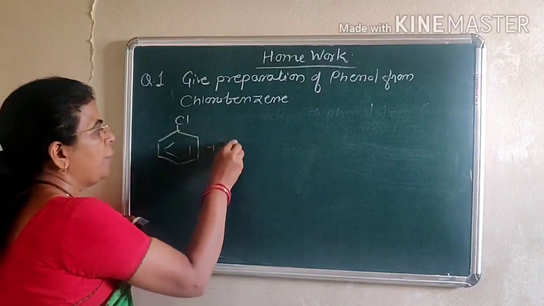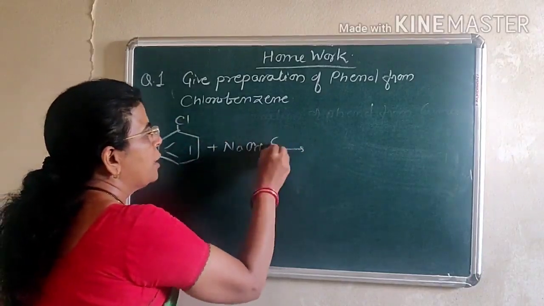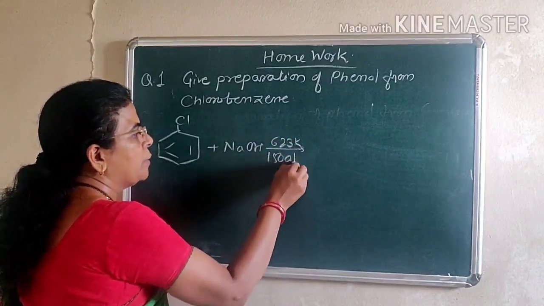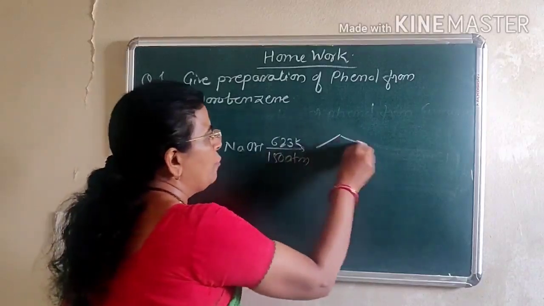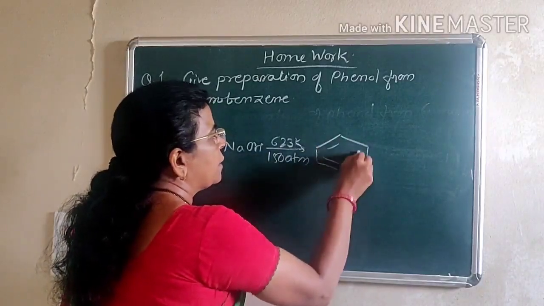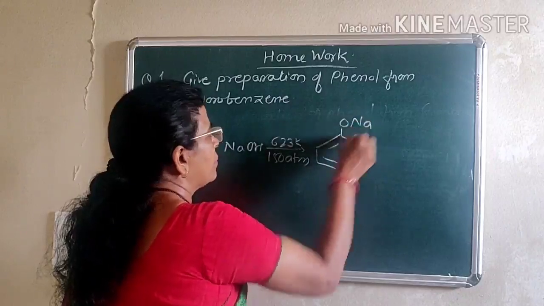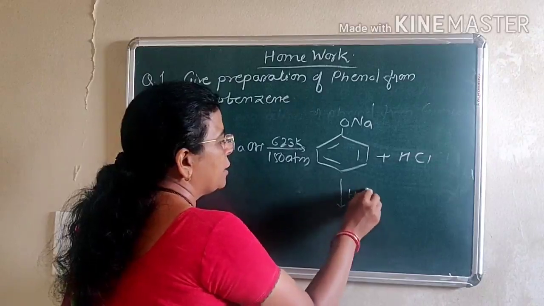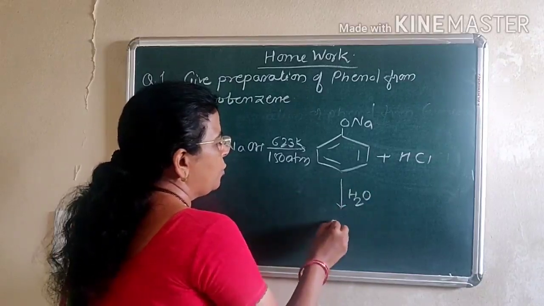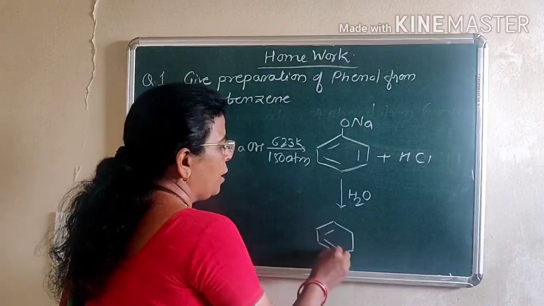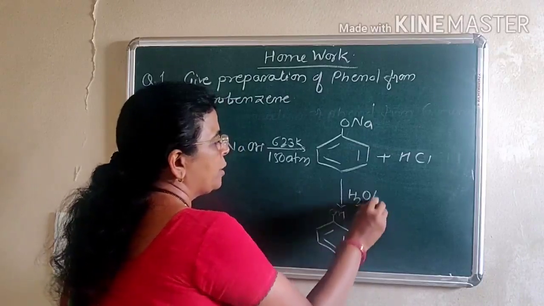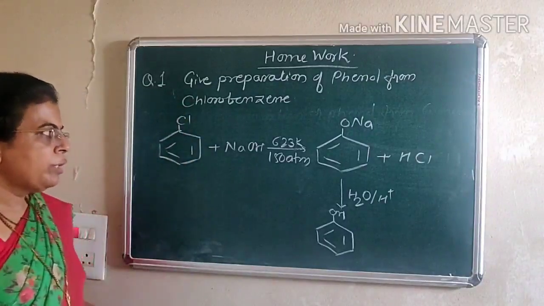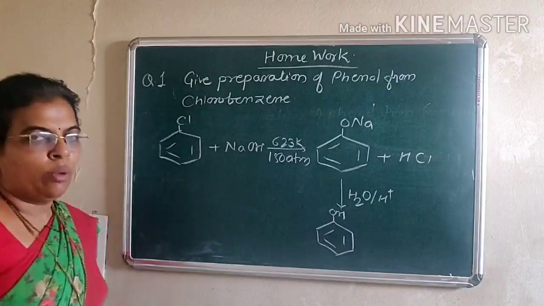Chlorobenzene is treated with NaOH at 623 Kelvin temperature and at 150 atmospheric pressure. Then formation of sodium phenoxide takes place, and HCl is removed. Now this sodium phenoxide is hydrolyzed. Hydrolysis of this sodium phenoxide is carried out, and then formation of phenol takes place. This hydrolysis is carried out in presence of acidic medium to form phenol. In this way, chlorobenzene is converted into phenol.